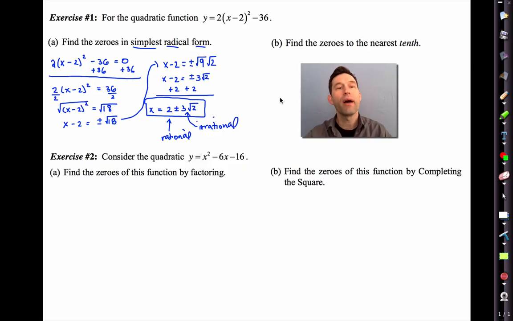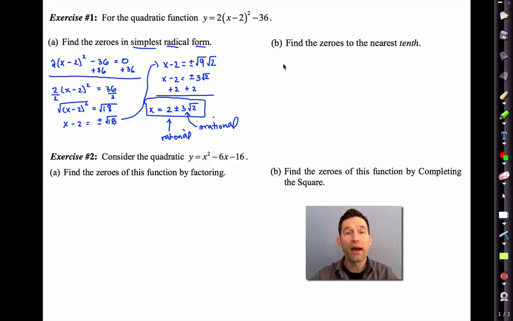Now, in real applied settings, most of the time, we want to know what the zeros are in some kind of decimal form. That's pure calculator work. So if we take our calculator out and we type in 2 plus 3 times the square root of 2, got to be really careful there, but it should work out nice. And if we round to the nearest tenth, we'll get 6.2. And if we do 2 minus 3 times the square root of 2, we'll get negative 2.2.